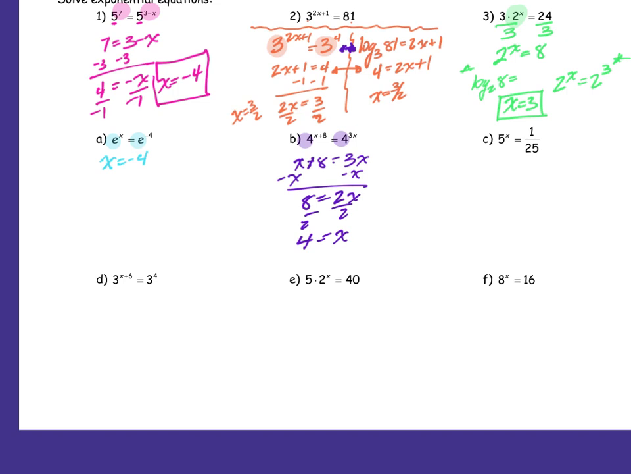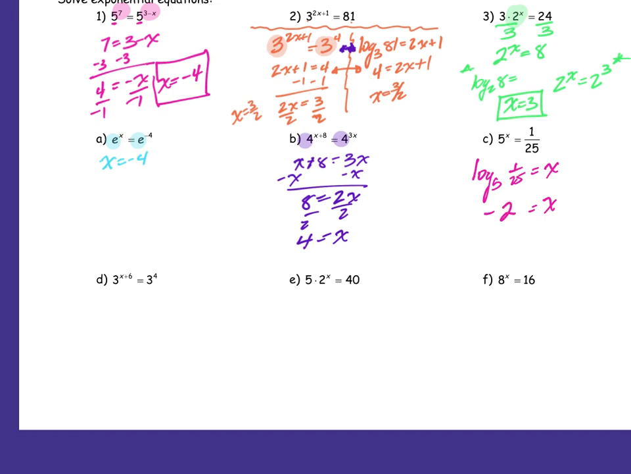On the next one, they don't have the same base, but this is kind of one that you can think through. But I'm going to redo it. So I'm going to rewrite it. I kind of like doing it as a logarithm because we kind of have to get used to it. So I'm going to rewrite this as log base 5 of 1/25 equals x. And so x is going to equal -2.